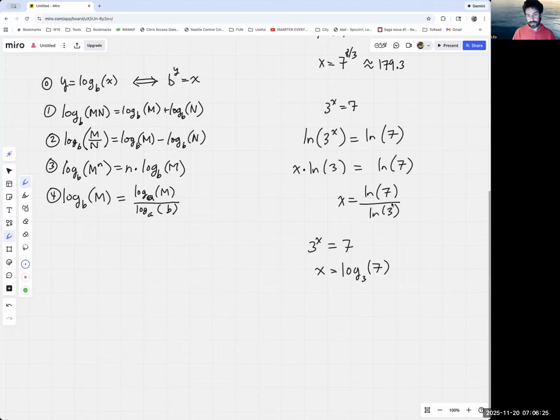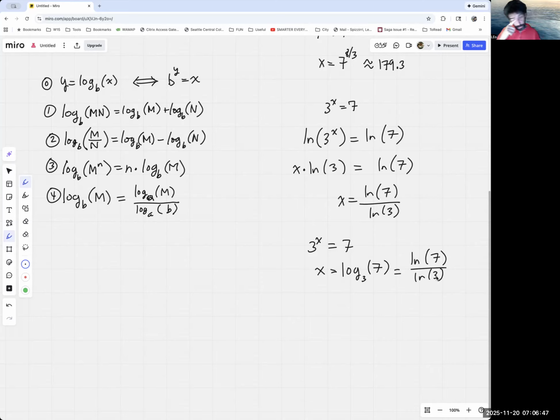This does not look like the answer that I got here. However, if you note the change of base formula, property 4, you can rewrite this in terms of any base you'd like. In this case, if I choose base e, or the natural log, using that change of base formula, this becomes the natural log of 7 over the natural log of 3, which is exactly what I got.